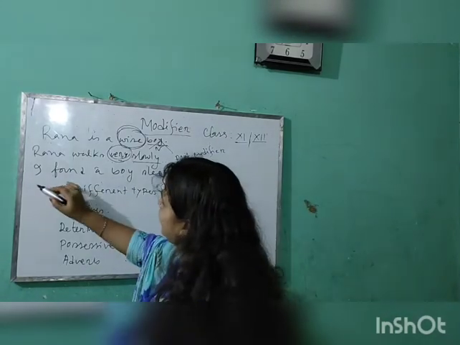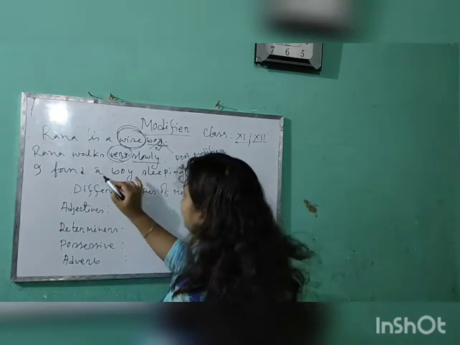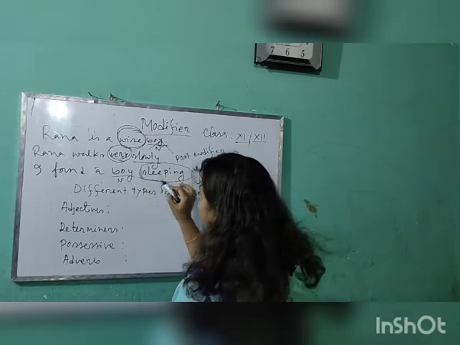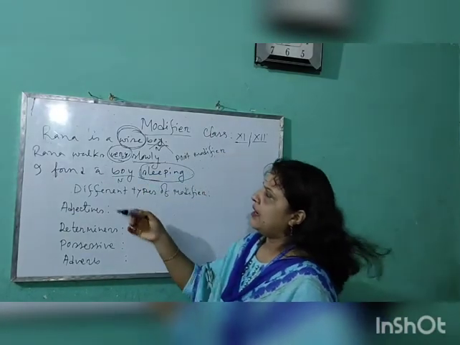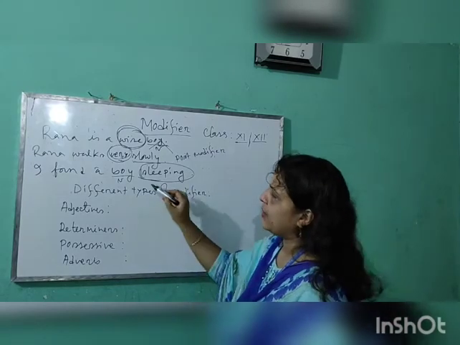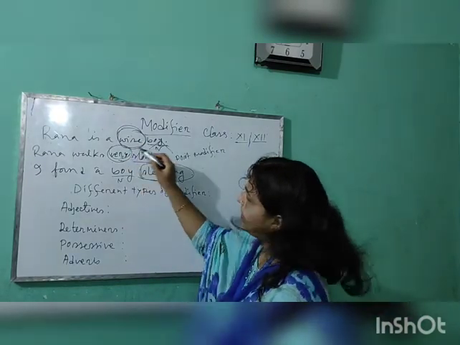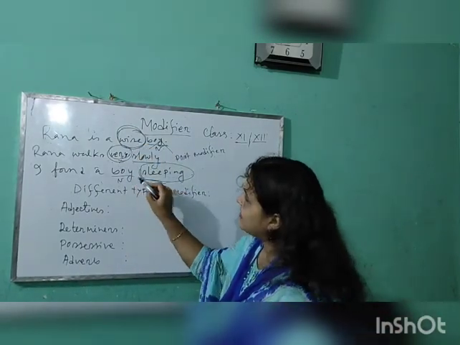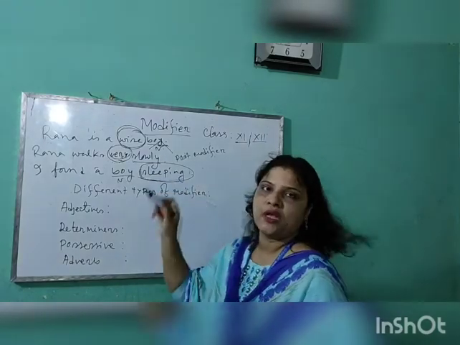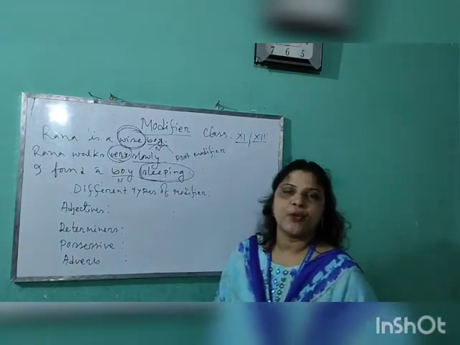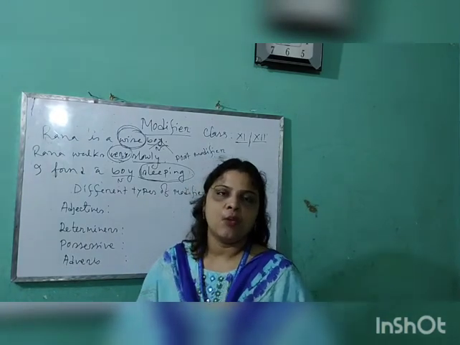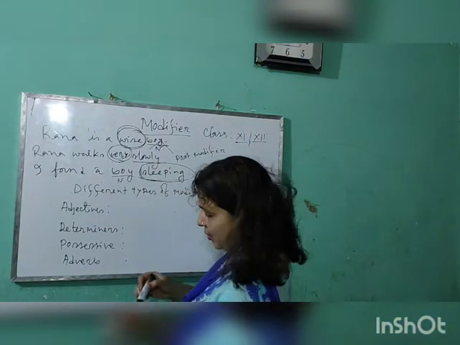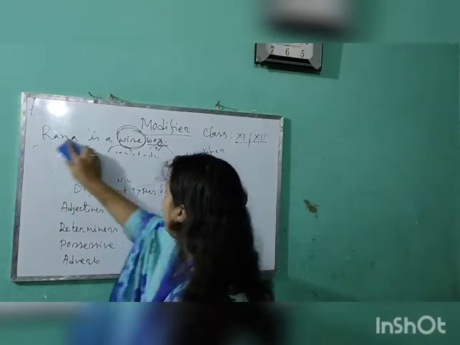Then look at another example. I found a boy sleeping. You know, boy is a noun, and sleeping is a modifier, because what was the condition of the boy? The boy was sleeping. So these words are used before the noun. So this is called pre-modifier. And this word is used after the noun. So this is called post-modifier. So we come to know that there are two types of modifier. One is pre-modifier and the other is post-modifier. So now let us see different types of modifier.